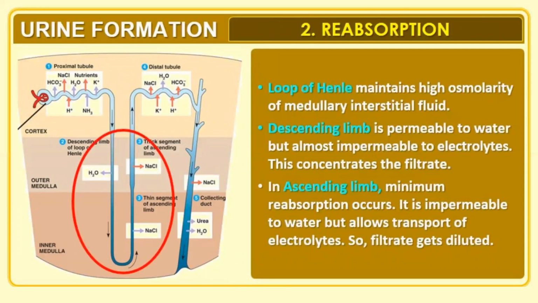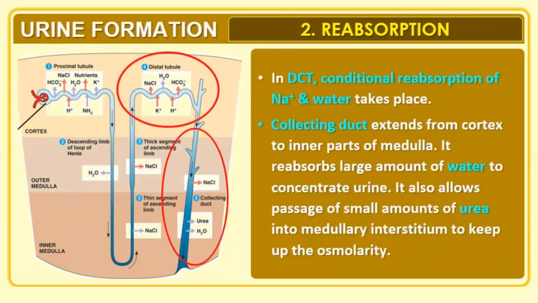Then comes the loop of Henle, which maintains high osmolarity of medullary interstitial fluid. The descending limb of Henle's loop is permeable to water, but it is almost impermeable to electrolytes. So this will cause filtrate to be more concentrated. In the ascending limb, minimum reabsorption occurs because it is impermeable to water, but it allows transport of electrolytes. So the filtrate gets diluted here.